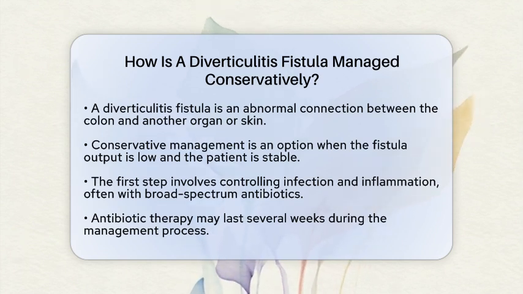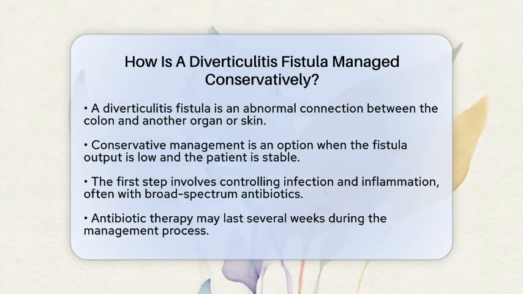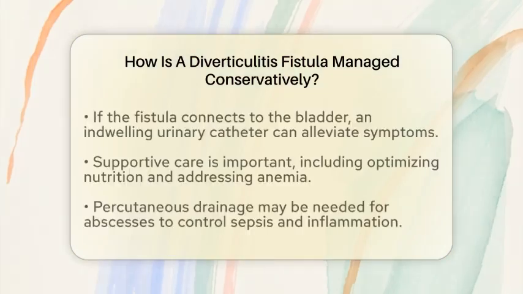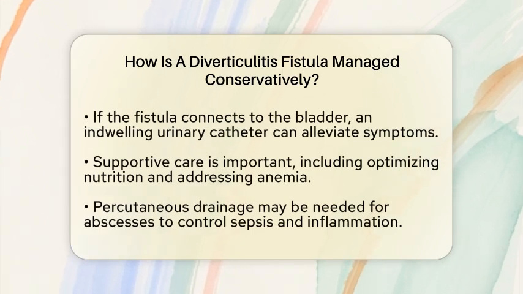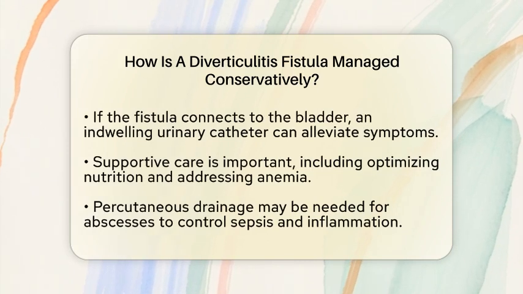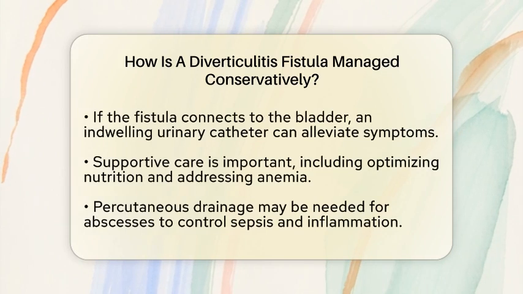The first step in conservative management often involves controlling infection and inflammation. This is typically achieved through broad-spectrum antibiotic therapy, which may be administered for several weeks. During acute phases, if the fistula involves the bladder, placing an indwelling urinary catheter can help reduce symptoms and promote healing. Supportive care is also essential.